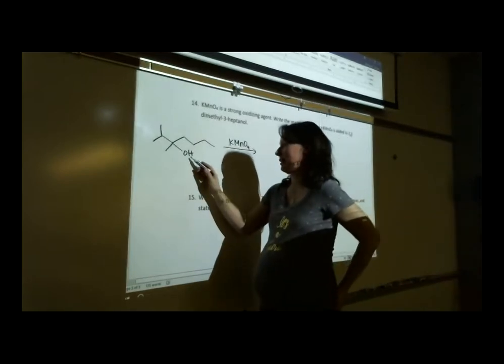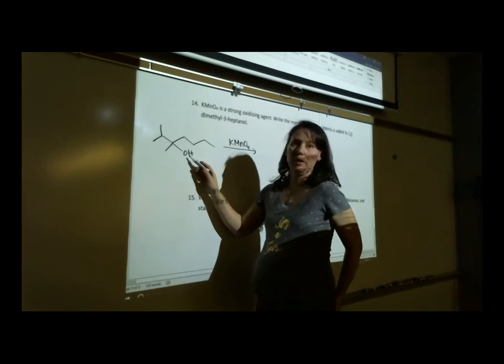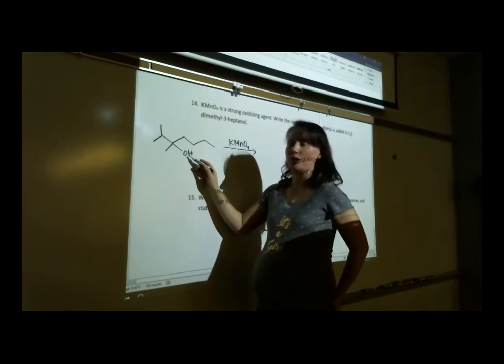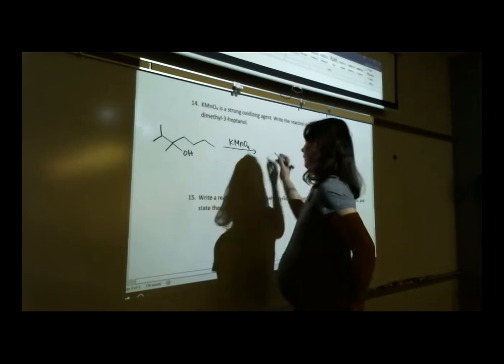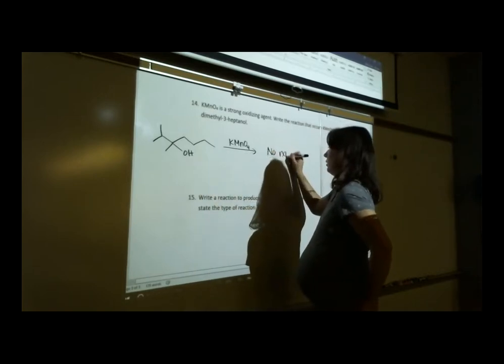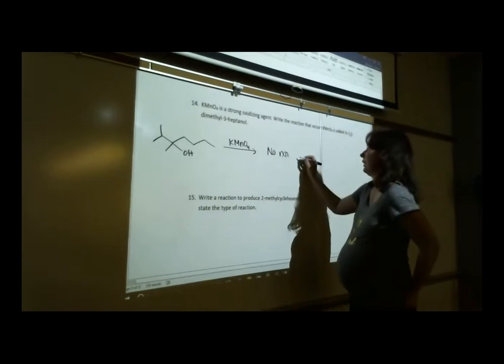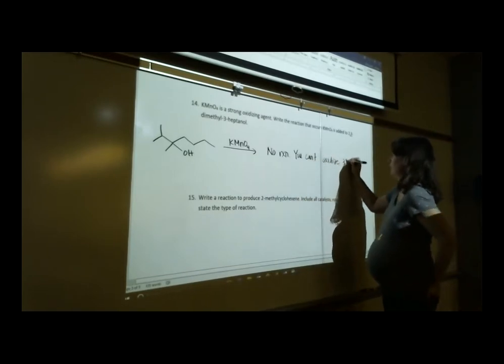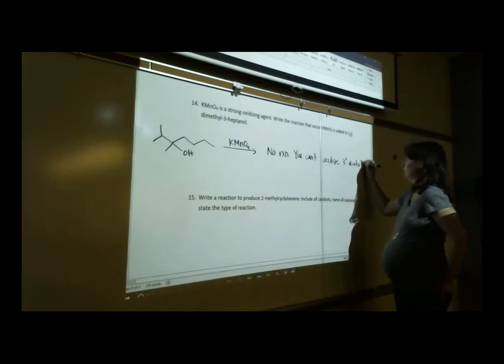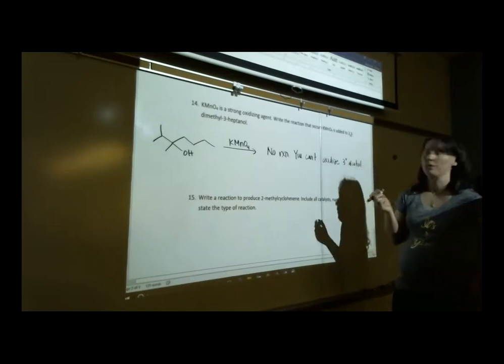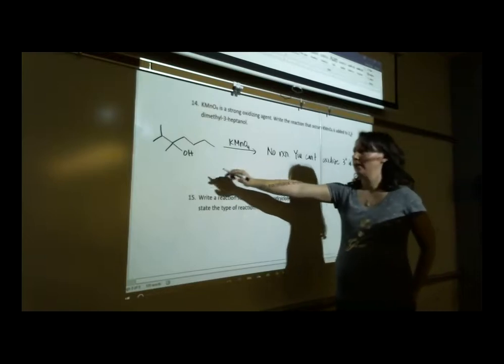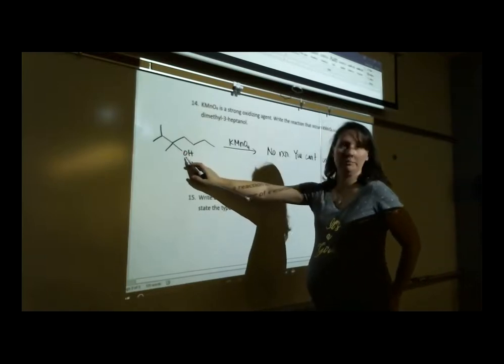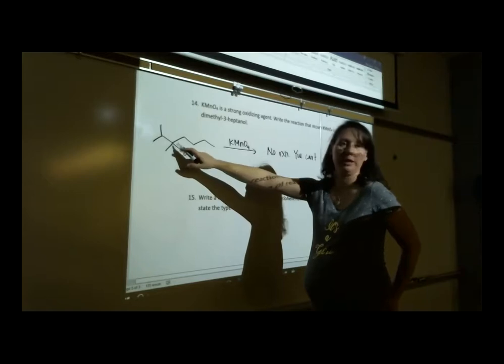But let me ask you this. When you oxidize a secondary alcohol, you get a ketone. What kind of alcohol is this? It's tertiary. Can you oxidize a tertiary alcohol? Right, it's no reaction. You cannot oxidize a tertiary alcohol. So, no reaction. You can throw whatever oxidizer you want. If you were to make this into a double bond, you can't do it. There's no hydrogen here to oxidize.